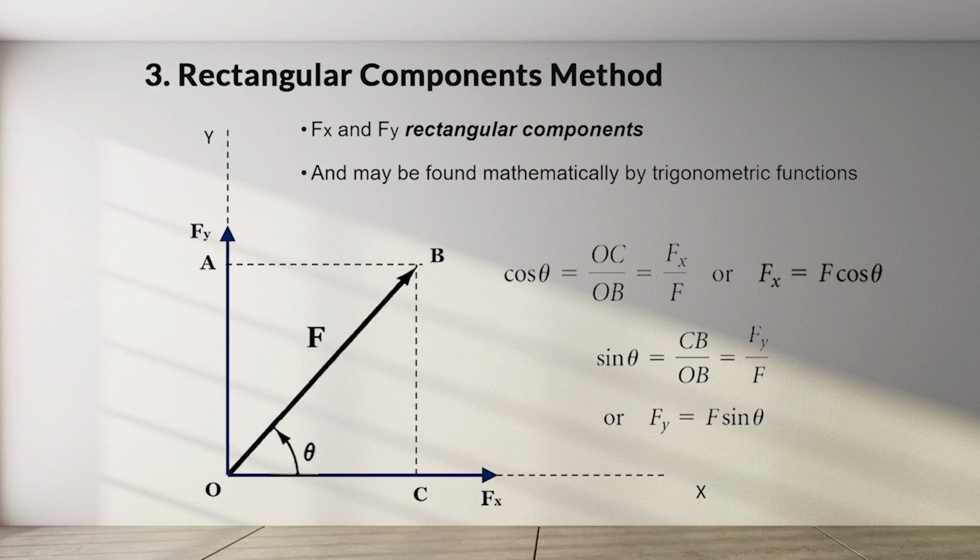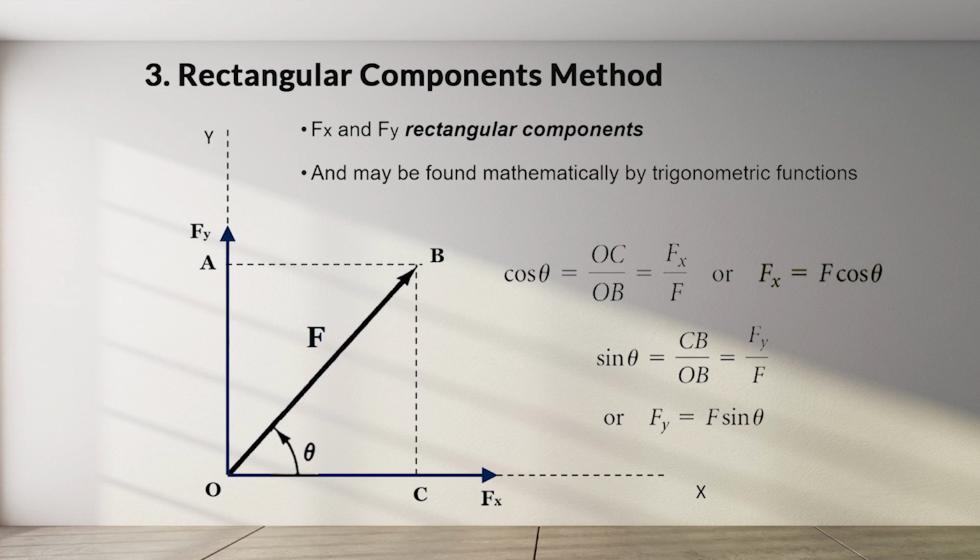In this equation, we have cosine of theta equals OC divided by OB equals Fx divided by F. Then solving for Fx, we get Fx equals F times cosine of theta. Sine theta equals CB divided by OB equals Fy divided by F. Then solving for Fy, we get Fy equals F times sine theta.